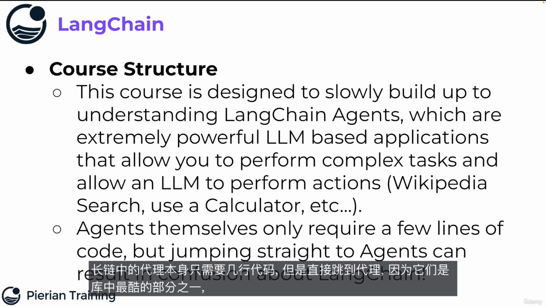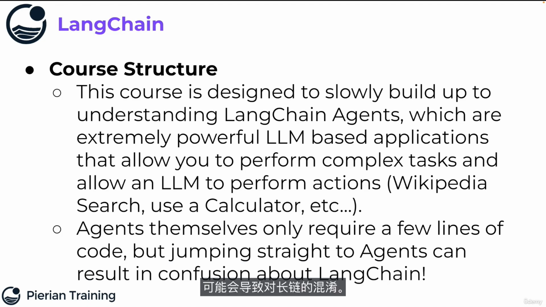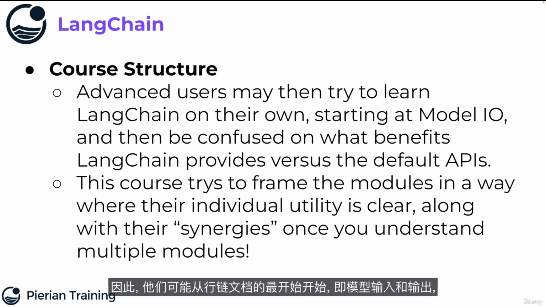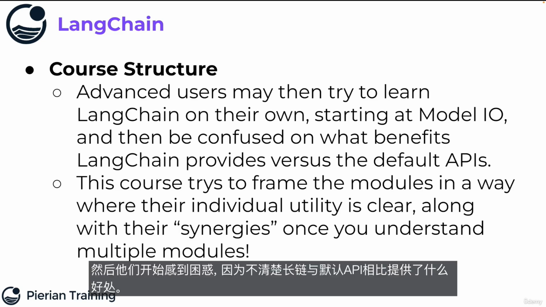But jumping straight to agents, because they're one of the coolest parts of the library, can result in confusion about LangChain. So what happens sometimes is advanced users try to jump straight to agents and they get confused because it's just a few lines of code. So then maybe they start at the very beginning of the LangChain docs, which is at model input and output. And then they start getting confused because it's unclear what benefits LangChain provides versus the default APIs.